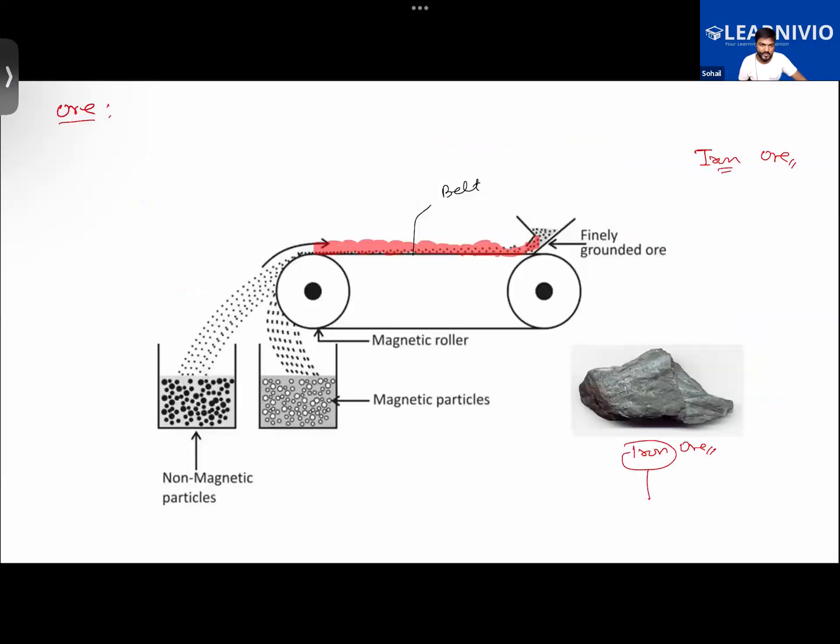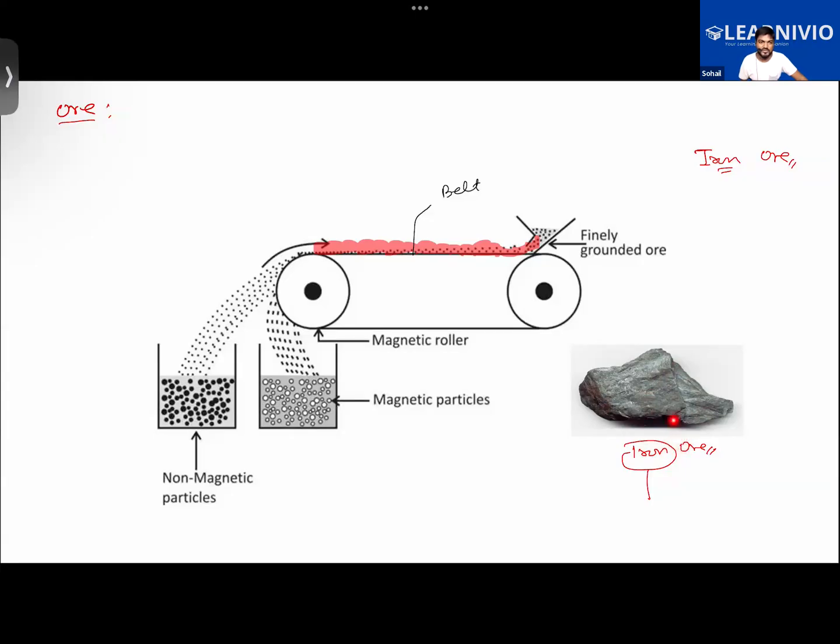Very good. Furthermore, I told you that in the process of obtaining iron from its ore, magnetic separation is also used. The iron objects that we use now are not found in the pure state in nature. It is always found in the form of a rock. A rock that has a high amount of iron in it is called the iron ore.